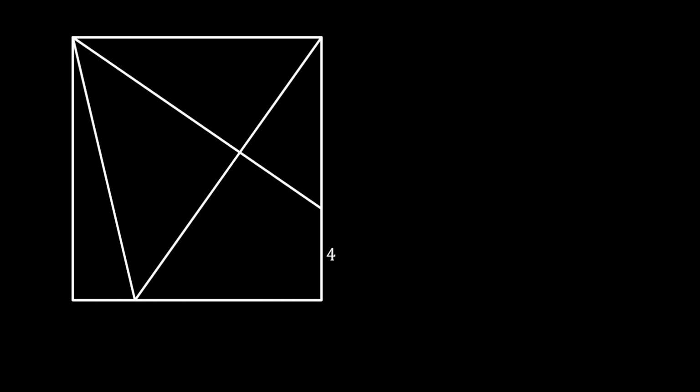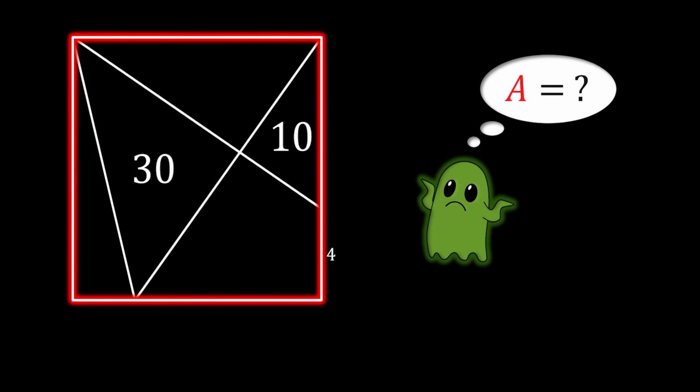Now, you can see that those two lines have formed two inner triangles, and if the right triangle has the area of 10 and the left triangle has the area of 30, the question is, can we somehow calculate the area of the whole square?